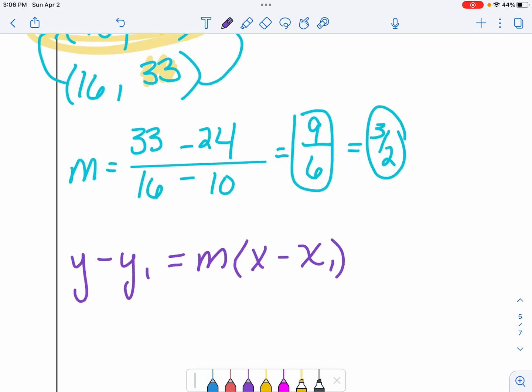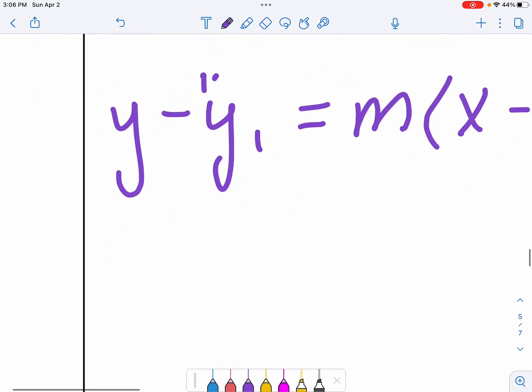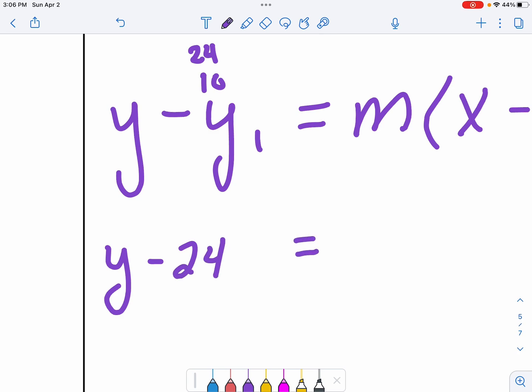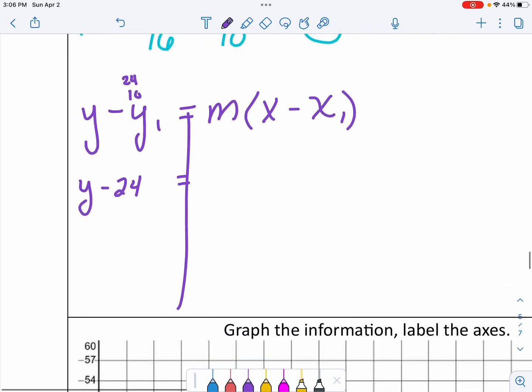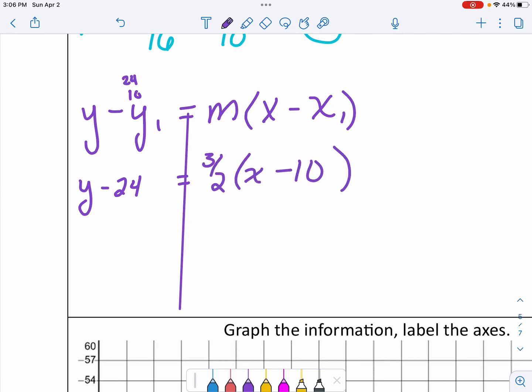Okay, which one of those goes in for y1? The 10 or the 24? 24. Okay, so y minus 24 equals, we just found m. Do you remember what we found m to be? 3 over 2. That is correct. Times x minus, do you remember what? 10. That's right. Because remember, guys, he chose to pick 10, 24. So we're putting that in for y1, and we're putting that in for x1.